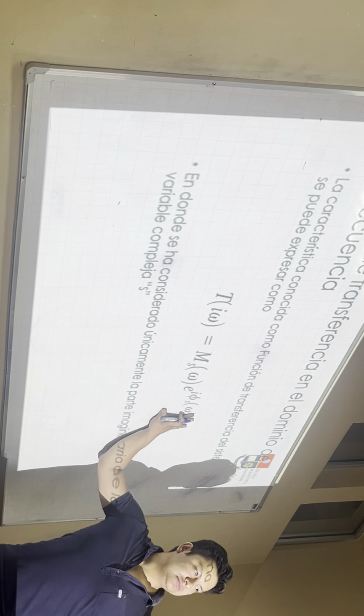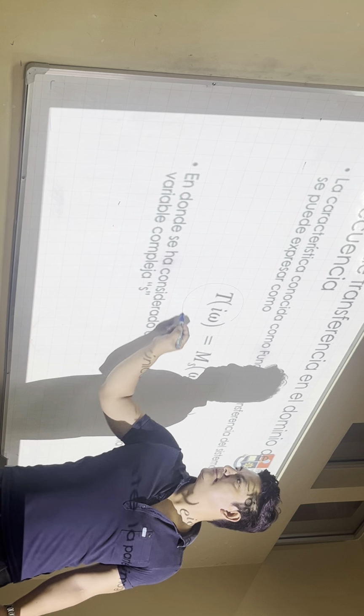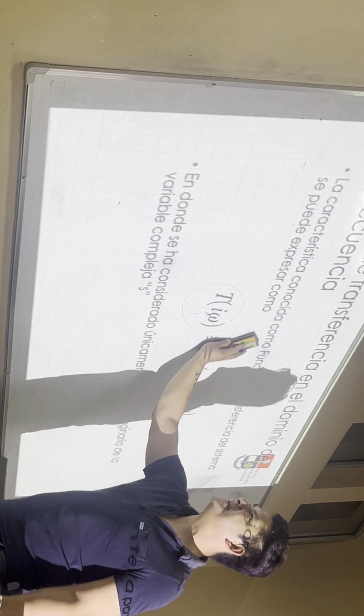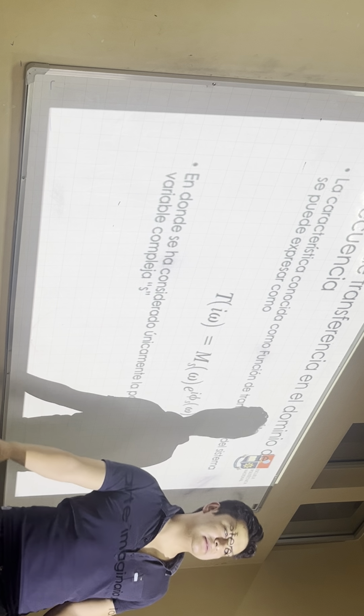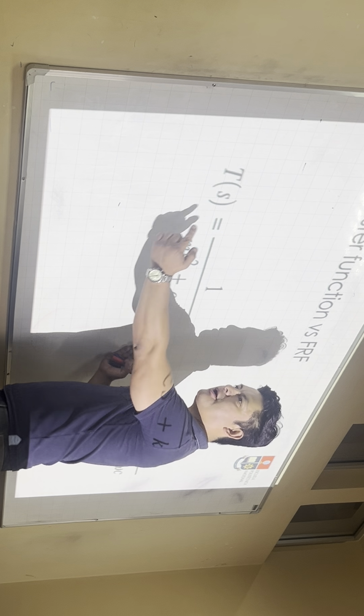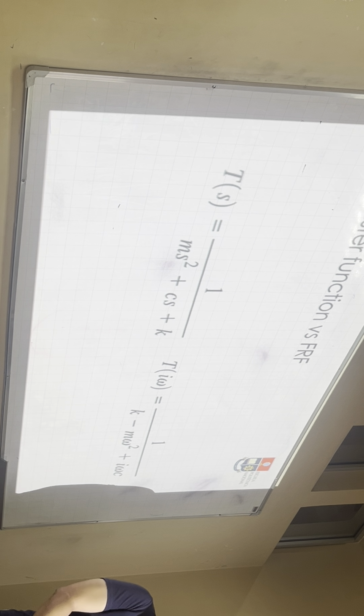This transfer function was just defined in the frequency. Instead of S, let's just put i omega. And now this is called the transfer function in the time domain. Right? Any questions? No questions? This is the transfer function in the complex form. This is the transfer function just in the time domain.